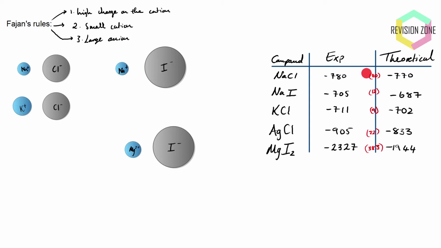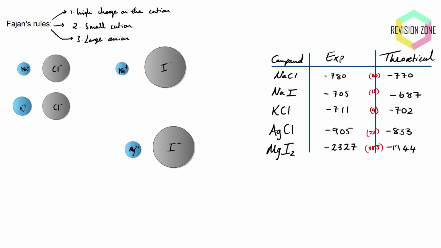Now, what I've done beforehand is I've written in the difference between these two values in red, and you can see straight away that the experimental lattice enthalpy is always more negative than the theoretical. Some of them are quite close, some of them are quite far apart. Now, you've got to remember that theoretical lattice enthalpies only treat the ions as point charges, so it accounts for no distortion whatsoever, whereas my experimental does, and that's what we're going to focus on.